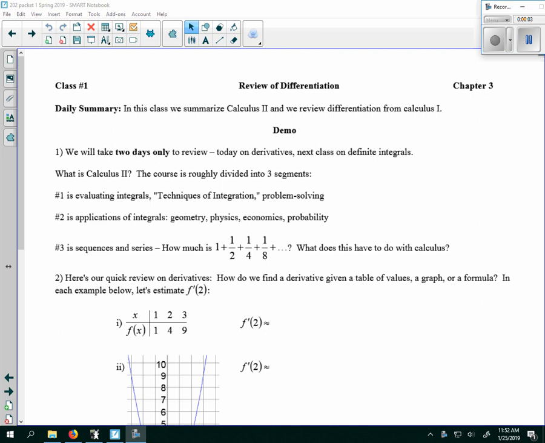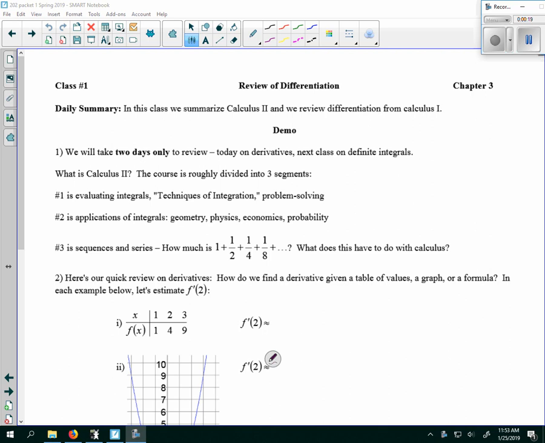In this class, we're going to summarize Calc 2 and review differentiation from Calc 1. We're taking only 2 days to review all of the Calc 1 material, today on derivatives, next class on definite integrals. So what is Calc 2?